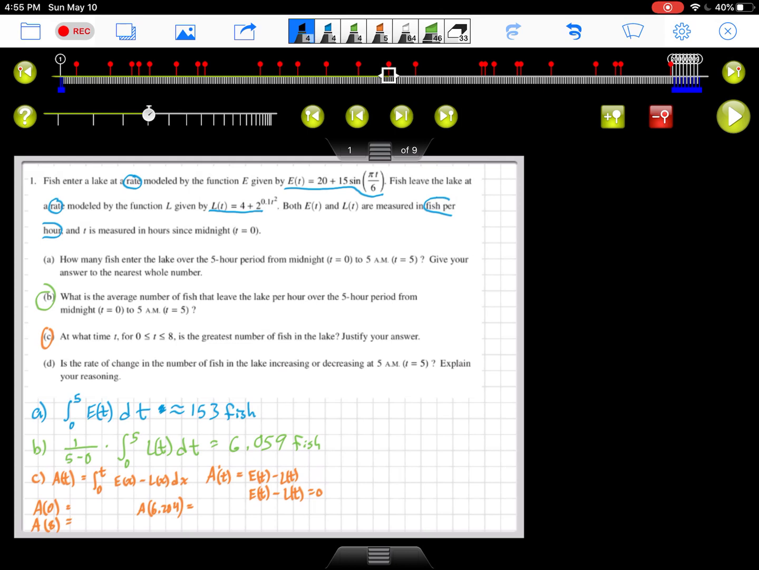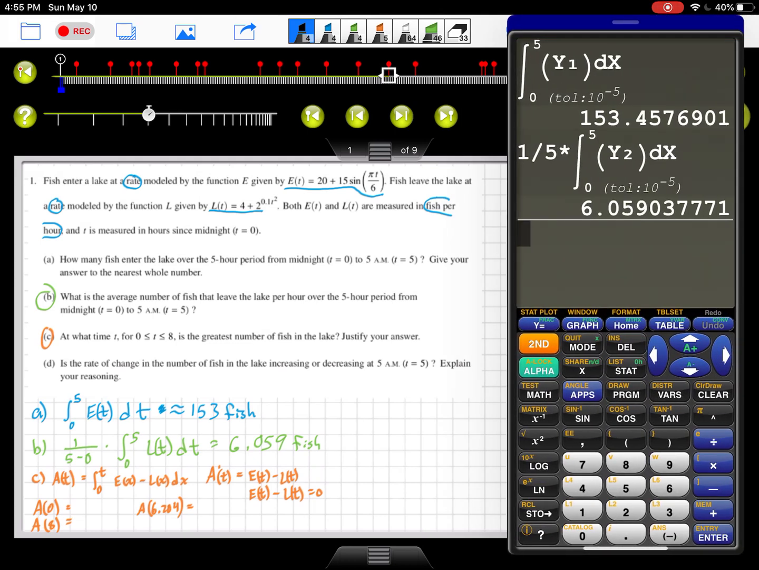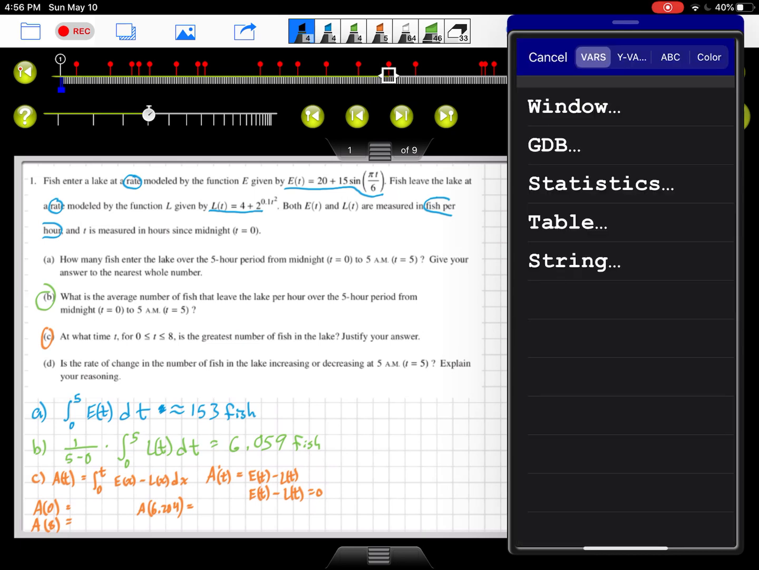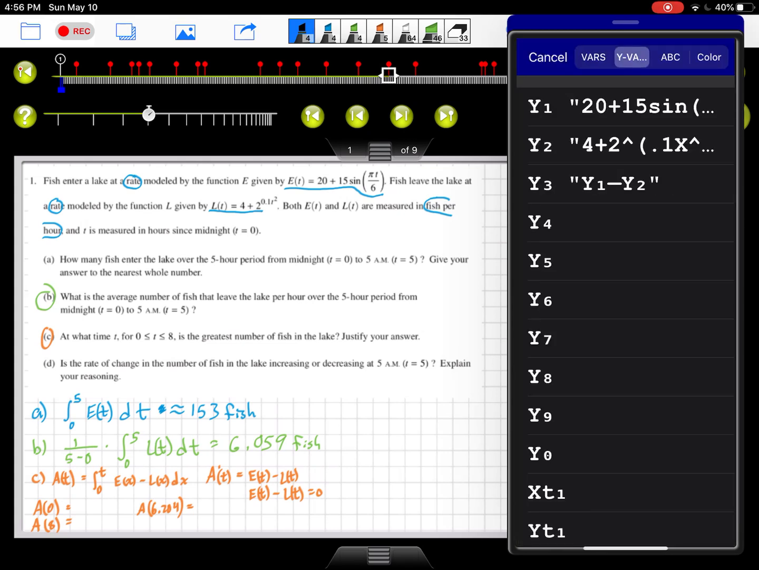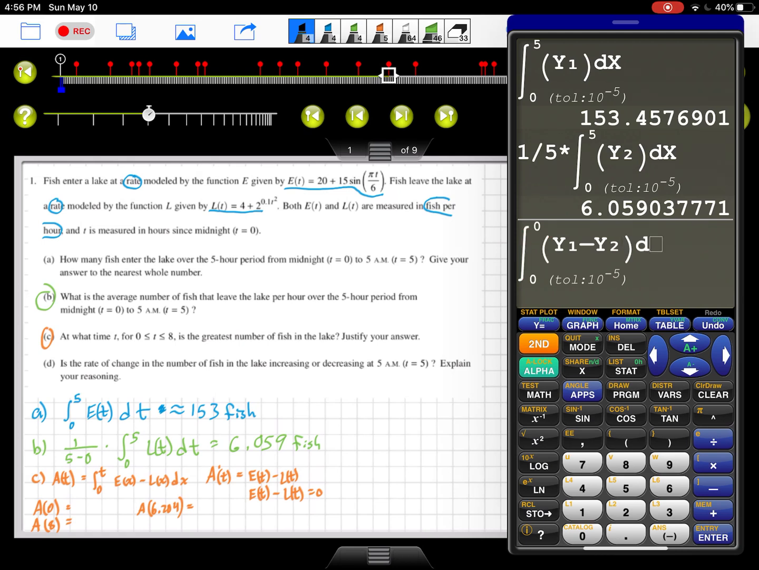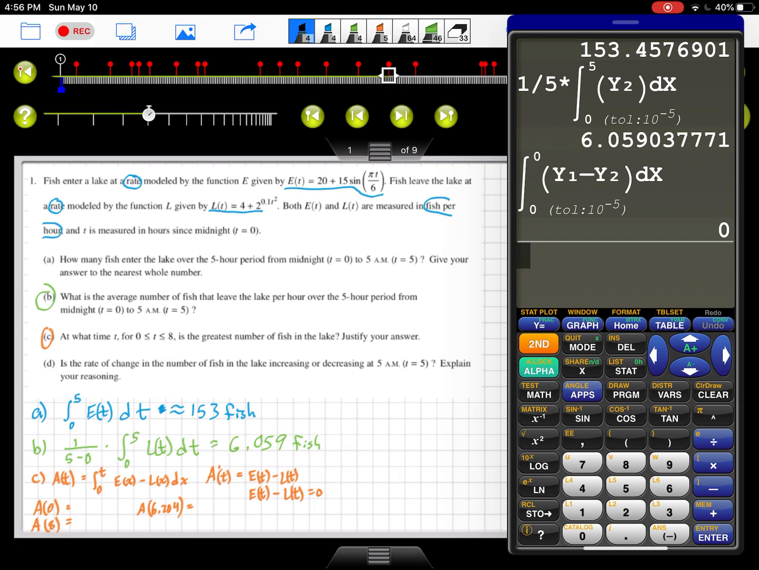So I'm going to test the 0, the 8, and the 6.204. To test those, I'm going to need my function that I made up, the A function. So I'm going to say, let's go math, FNINT. I'm going to go from 0 to 0, which I know is going to be 0, but I'm going to put it in anyways, just so you guys can see it. I'm going to go y sub 1 minus y sub 2, and put the variable of integration right there. I get 0.